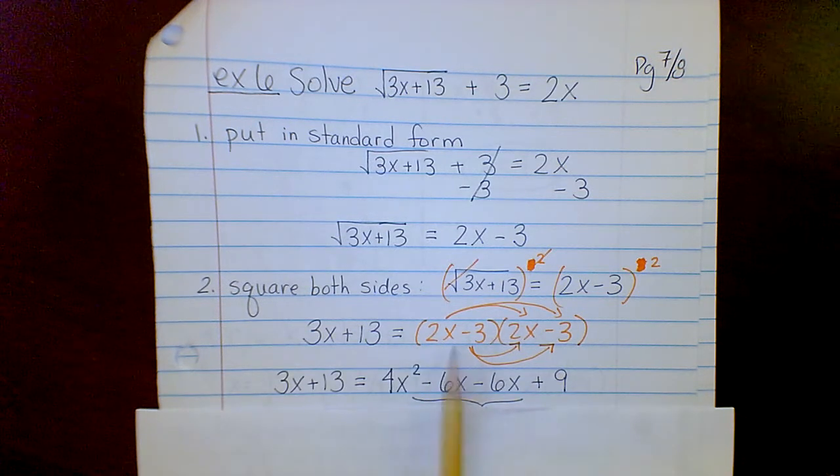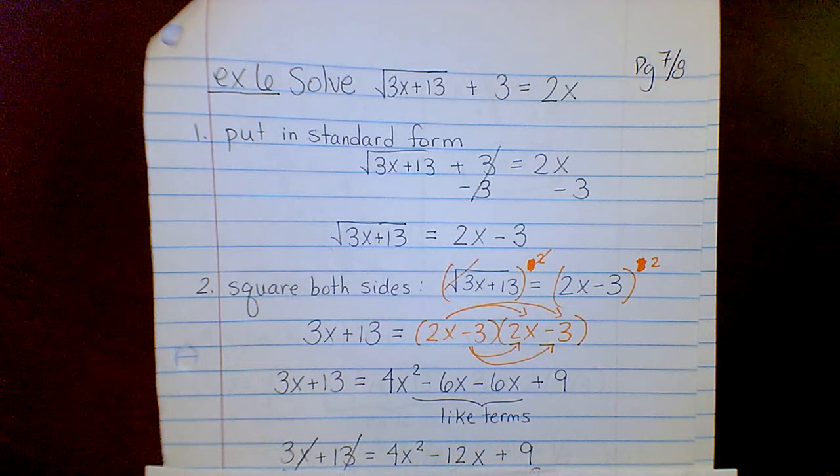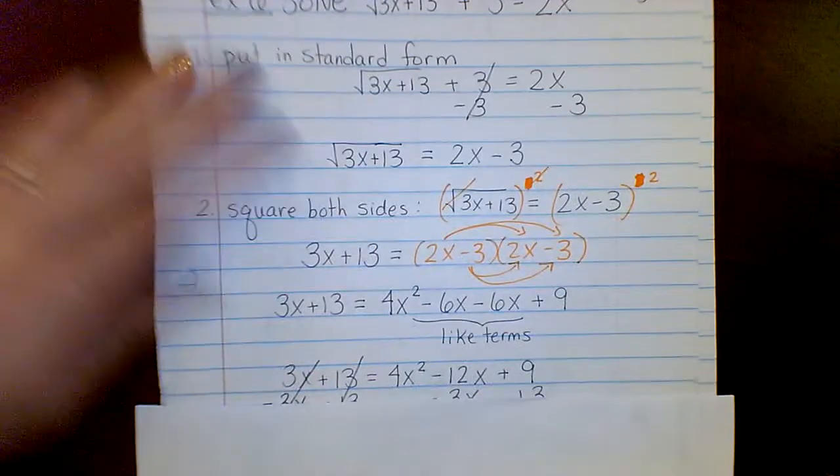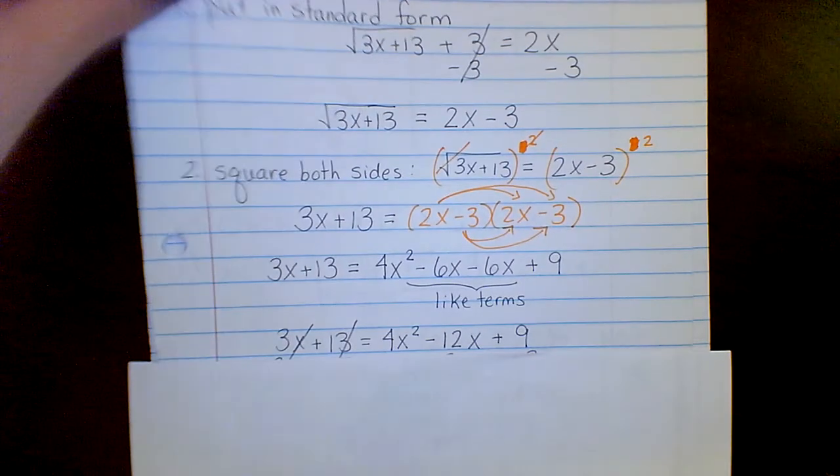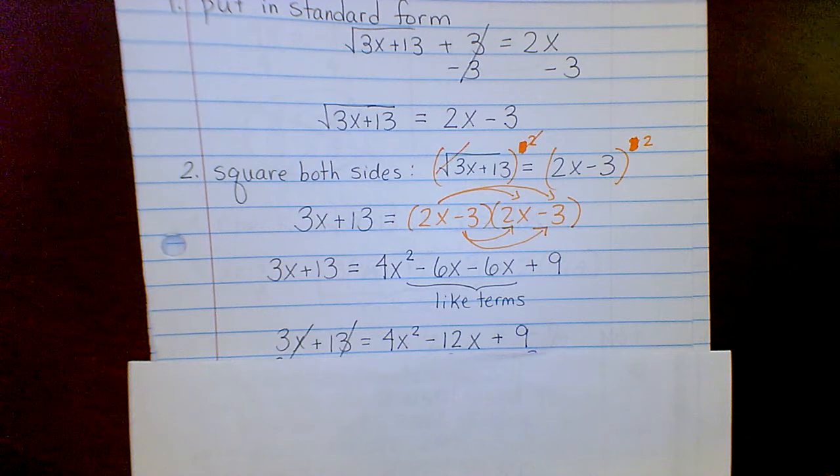So once I multiply all those things out, I get this. I can combine those like terms. I get 3x plus 13 on the left side. On the right-hand side, I get 4x squared minus 12x plus 9. All right, this is a quadratic.